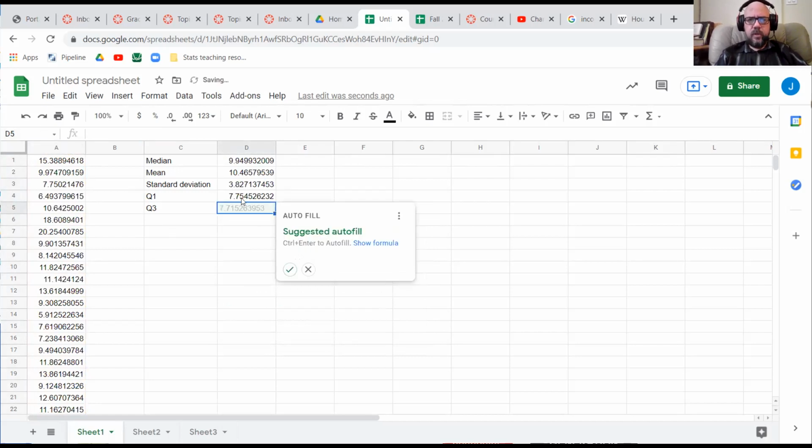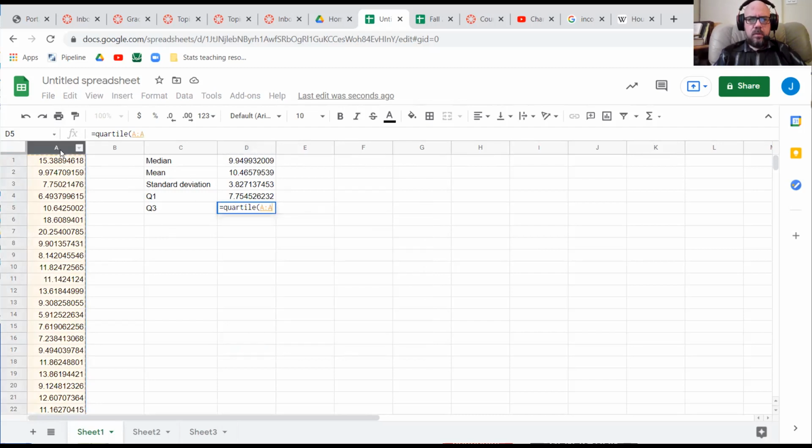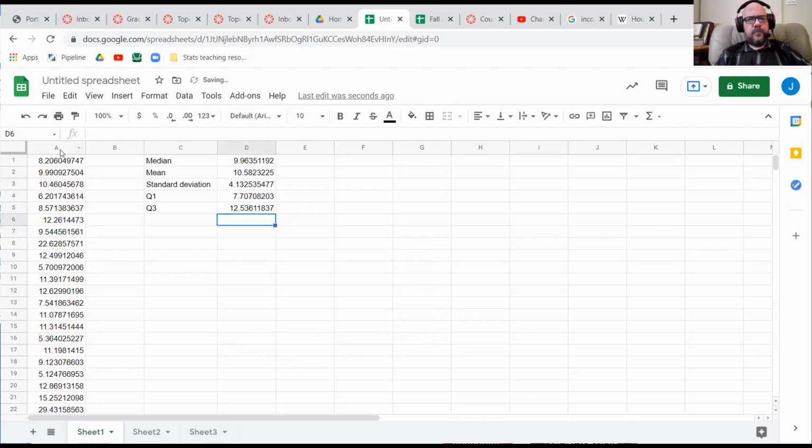And there it is. And I can do the same thing for equals quartile A, comma, 3. So this is Q3. Right? So Q1 is 7.7, Q3 is 12.5. There you go. And if you want to find the IQR, you would do this value right here.